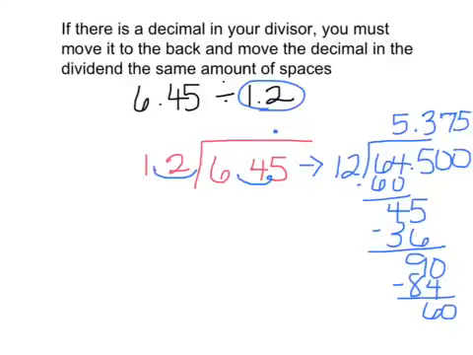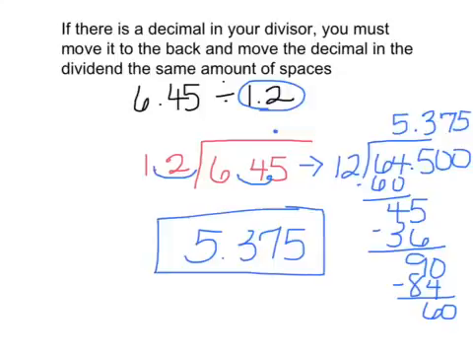And I ran out of room. Luckily, that is our final answer, so we end up with 5 and 375 thousandths. So you just want to be careful about that decimal point, just making sure you move it over the right amount of places and that you do place it in your quotient.